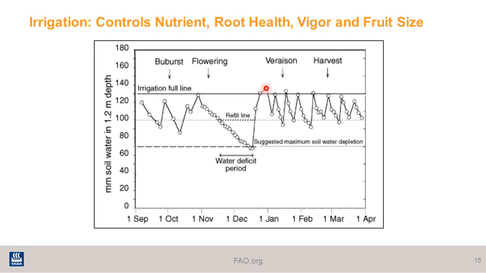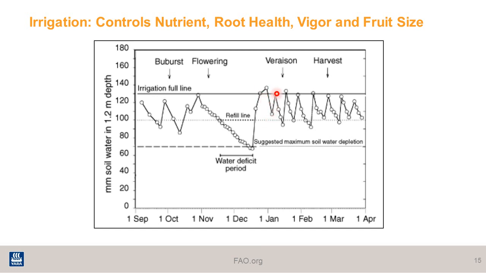Also, when you overwater, as you can see here, the soil moisture goes up, passing the irrigation full line. When that happens, your soil is so wet and the air pores in the soil are greatly reduced. When you overwater a lot, not only do you lose a lot of nutrients through leaching, you can also run into root rot problems, which is a big problem with apples.